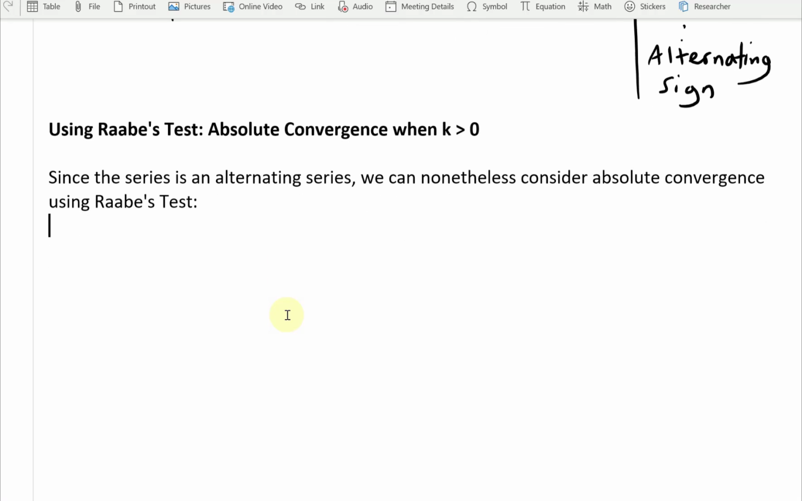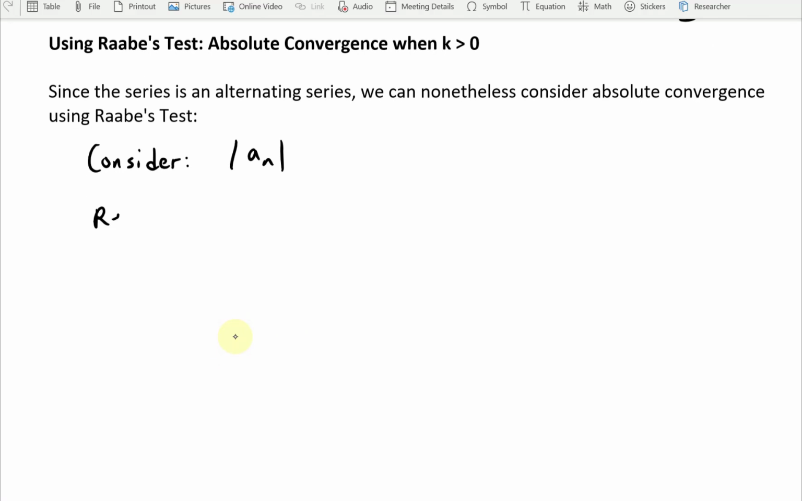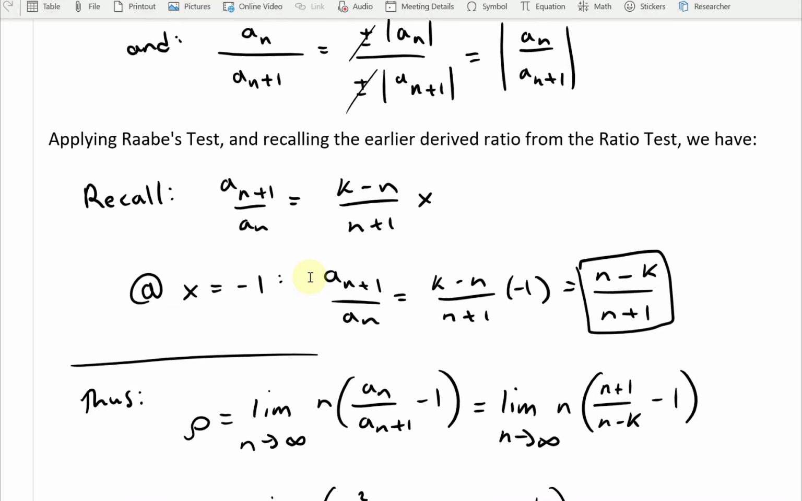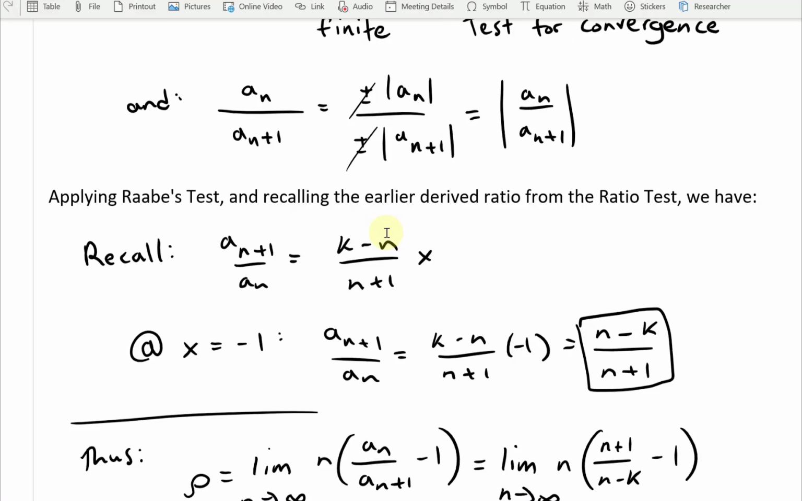So yes, let's consider the absolute value of an. So let's look at that absolute convergence. And also recall from the ratio test again, the absolute value of an plus 1 over an. Let's just scroll up to that again. We recalled it here: an plus 1 divided by an equals k minus n divided by n plus 1 times x.